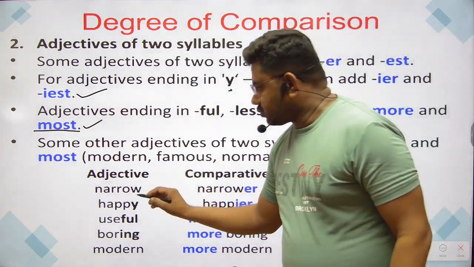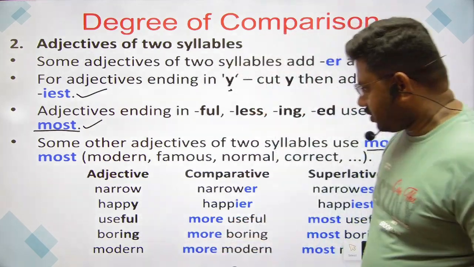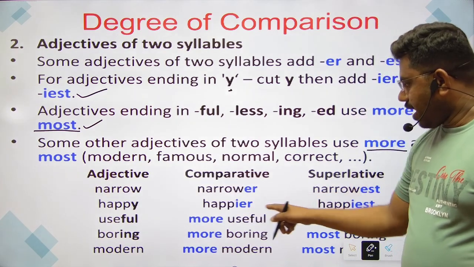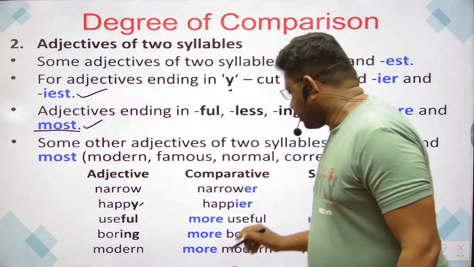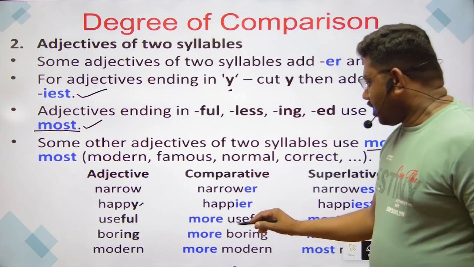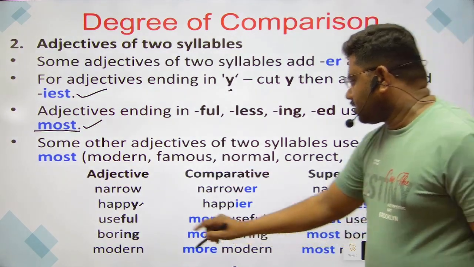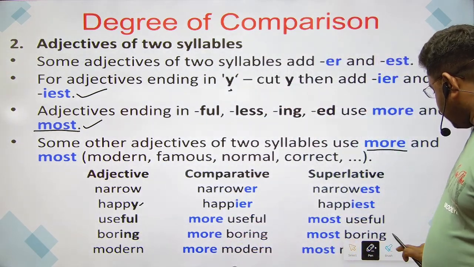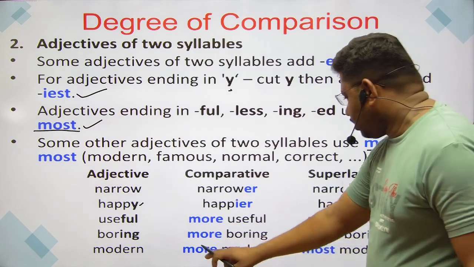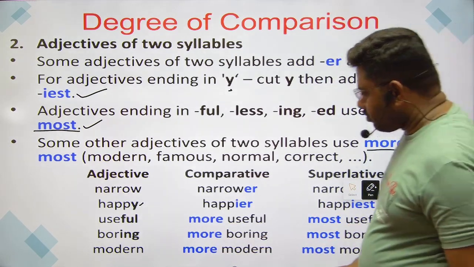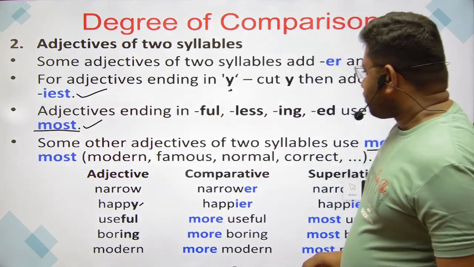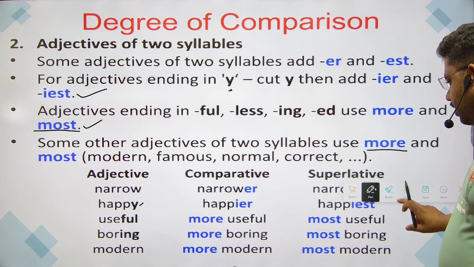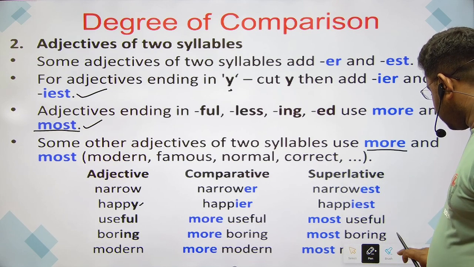Okay. Now see the adjectives: narrow, happy, useful, boring, modern. We can change the adjective to the comparative: narrower, happier, where the last letter y is changed to -ier. Now see here: narrowest, happiest, useful, more useful, most useful, boring, more boring, most boring, then modern, more modern and most modern. Why? Because modern is a two-syllable word, that's why more modern and most modern are used here.